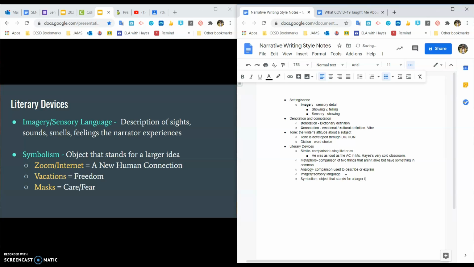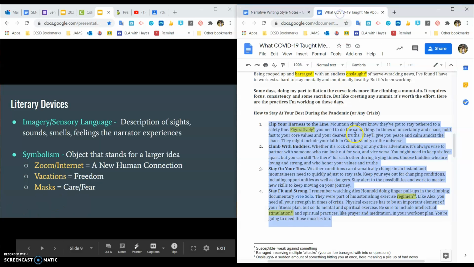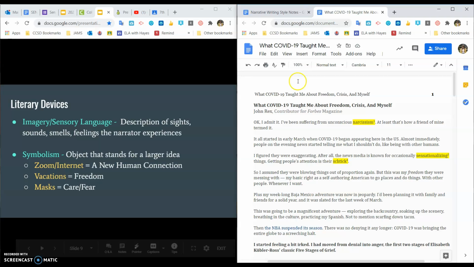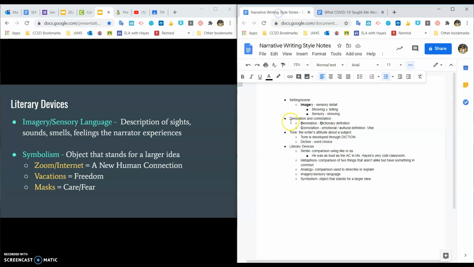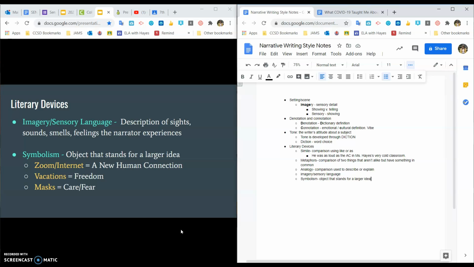You all know symbolism. You've seen hearts stand for love, eagles stand for freedom. We can get a little deeper than that, a little more complex. When our author writes about their vacation being canceled, and when y'all wrote about your vacations being canceled, you're also talking about your freedom here. The vacation is one thing that's showing the freedom that you've kind of lost due to COVID.